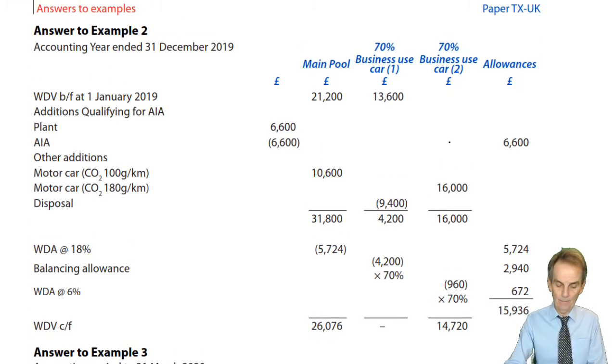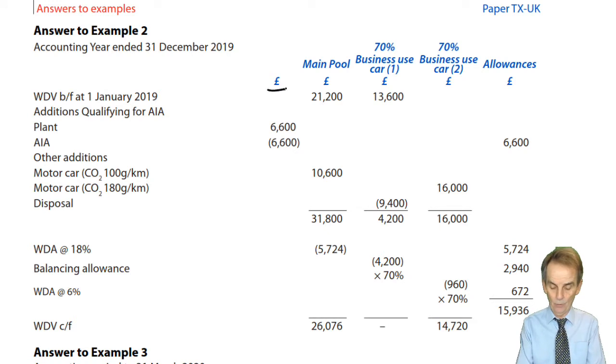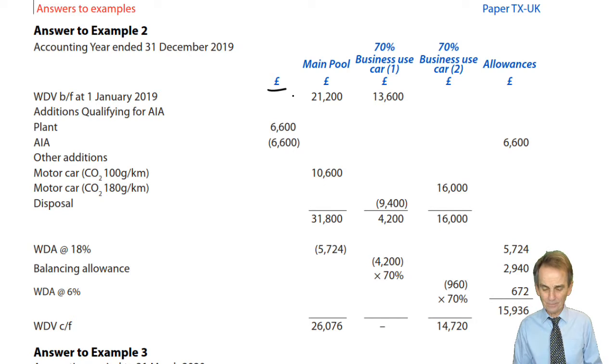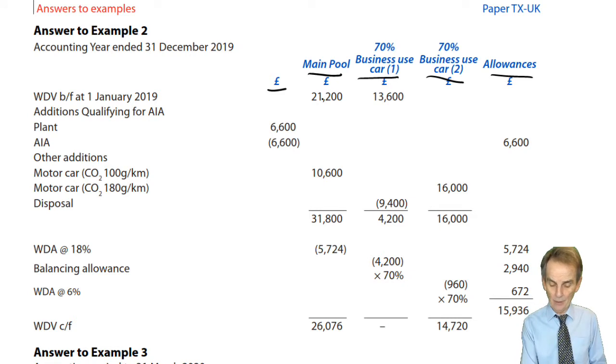So, as we said, set up the computation for the accounting period, here the year ended December 19. Leave the space, of course, for your recording of any transactions during the period. And then we can put them into their relevant columns. We've got also the main pool brought forward, the original business stroke private use car. We know we bought another one during the period, and then we've got our allowances available column. So we know which columns to use.